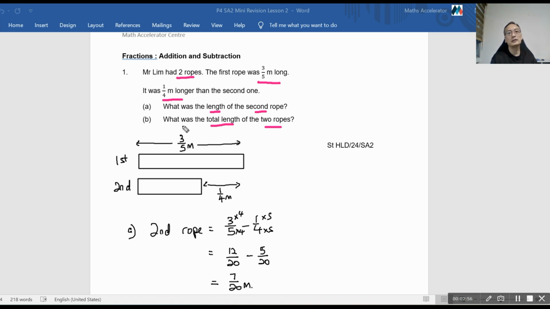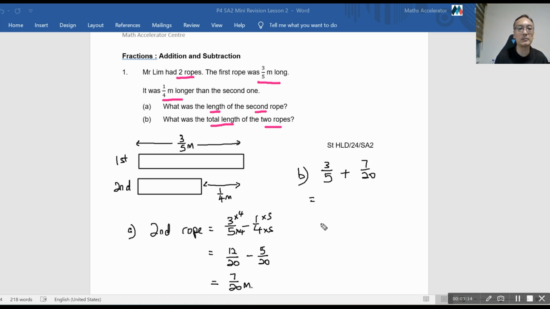Next, we need to find the total length of the two ropes. So for part B, we have to add up the length of the two ropes. The first rope is 3/5 meter. Just write 3/5 over here. The second rope is 7/20.